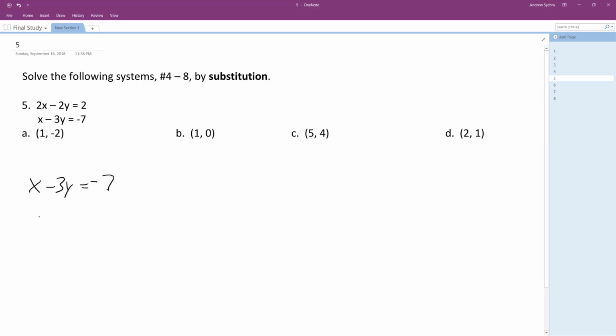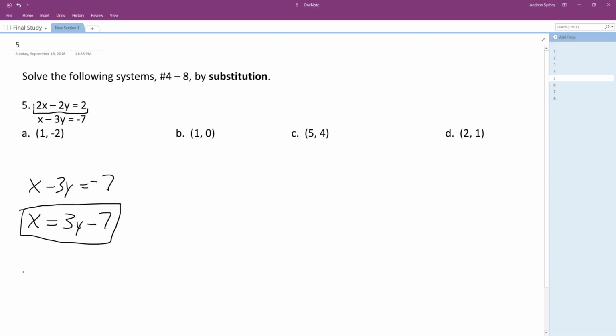I'm going to move y over so I get x equals. So x is going to be equal to, plus 3y to both sides, so I get 3y minus 7. So I'm going to take this equation right here, where x equals, and I'm going to substitute this into the first equation.